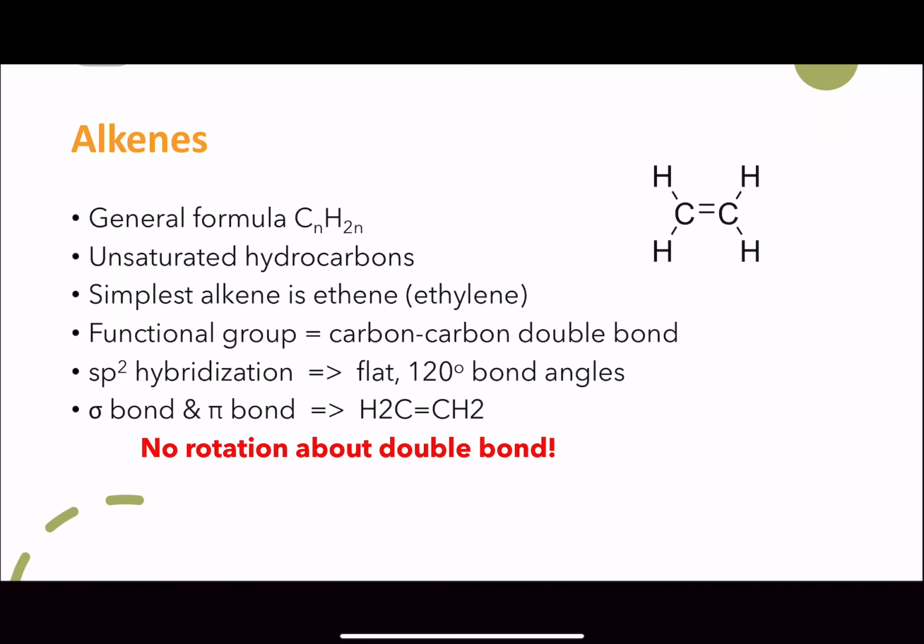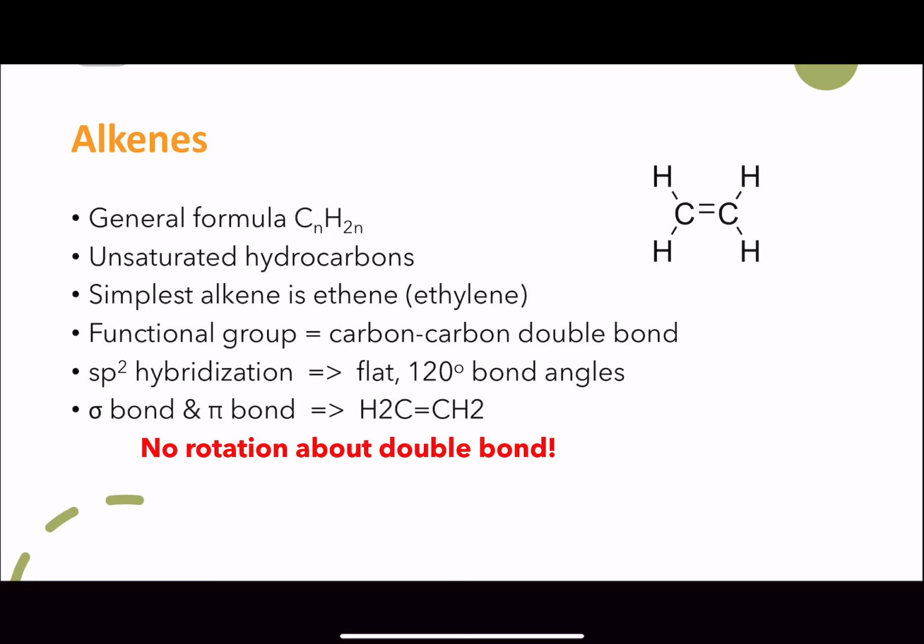So alkenes are unsaturated hydrocarbons. They have the general formula CnH2n. We know that alkenes have a double bond. The carbons involved in the double bond have sp2 hybridization, and this is why the shape of the carbons involved in the double bond is planar. It's flat. The bond angle in the double bond is around 120 degrees.